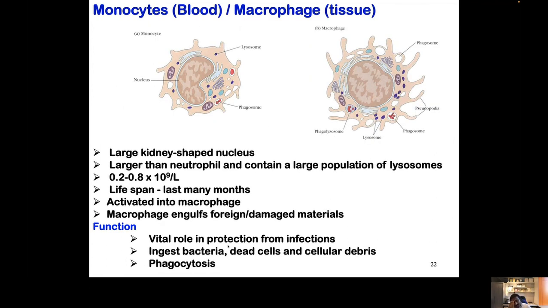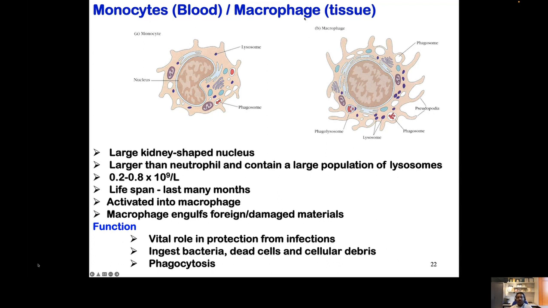The next type of white blood cells is called monocytes. These cells will become macrophages in the tissues. When they are present in the blood, they are called monocytes, and when necessary, they will get trapped into the tissues and transform into macrophages. So macrophages normally will not circulate in the blood. Only monocytes will be circulating in the blood.